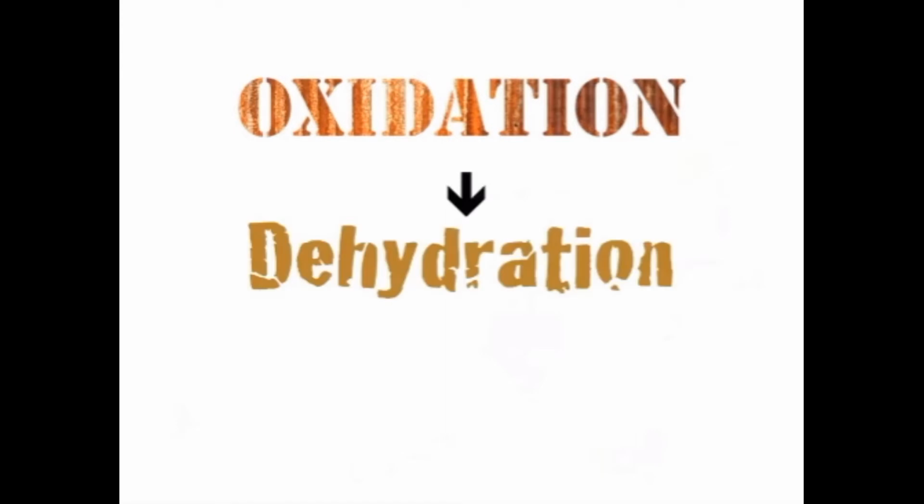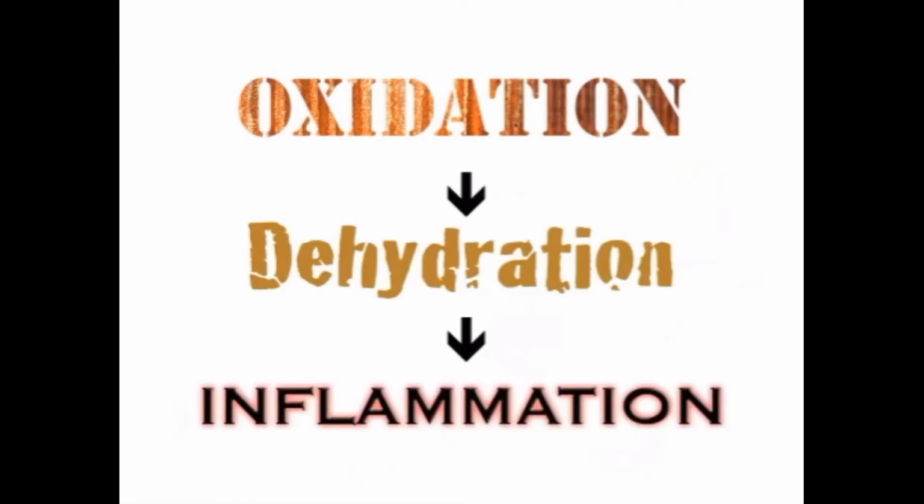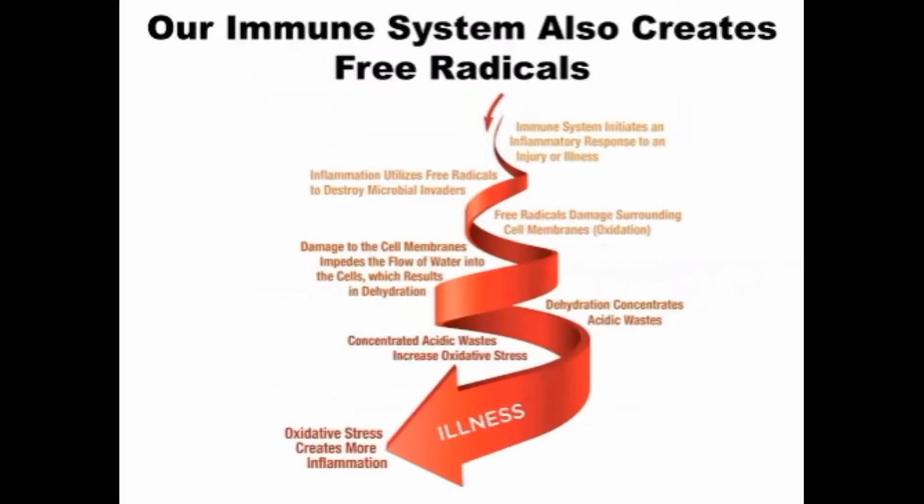Remember, oxidation is the step that leads to dehydration, and dehydration helps to increase inflammation in the body. And this becomes a very vicious cycle. So here's just an illustration from my book, Turning Back the Hands of Time, that explains how the immune system works and why it creates free radicals.